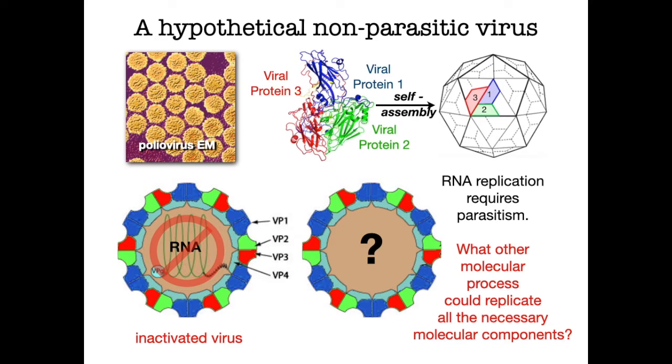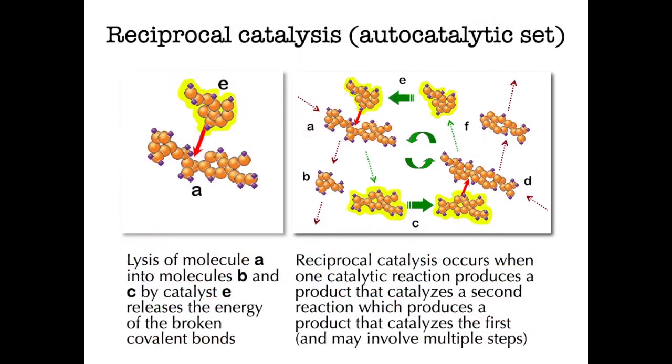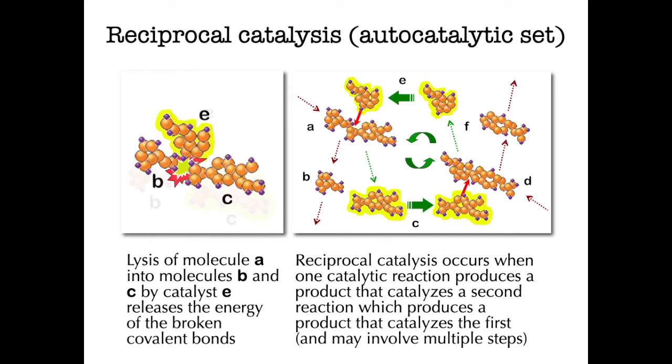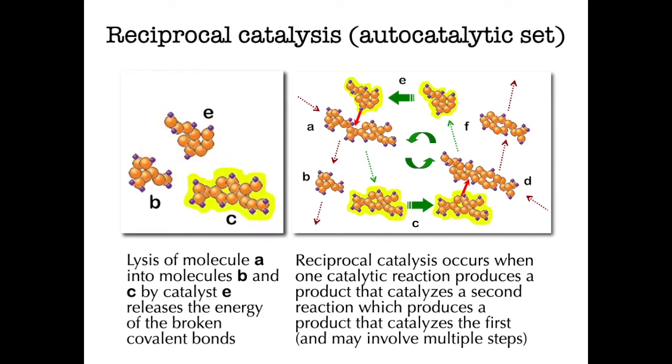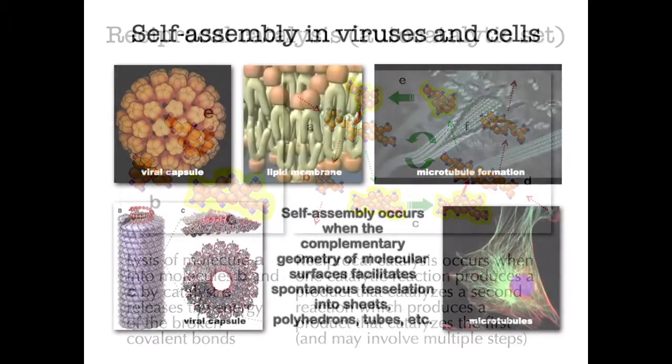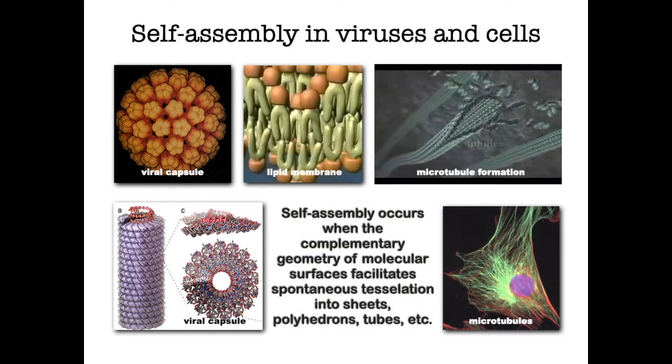One candidate for this is reciprocal catalysis. Reciprocal catalysis occurs when one catalytic reaction produces a product that catalyzes a second reaction, which produces a product that catalyzes the first, and so on. And this may involve multiple steps. Here I only show two. In contrast, viral capsids self-assemble, as do cell membranes and microtubules, here shown on the right, and many other complex molecular structures within the cell as well. Because of the way the regular geometries and affinities of these molecules can cause them to associate with one another, they can produce sheets, polyhedrons, or tubes.